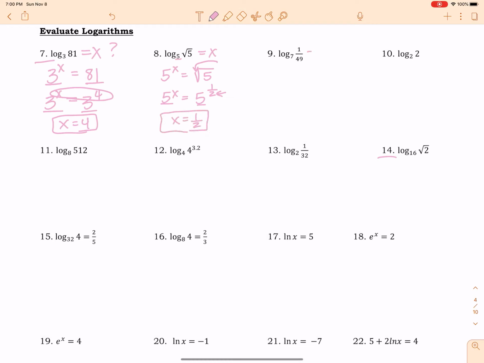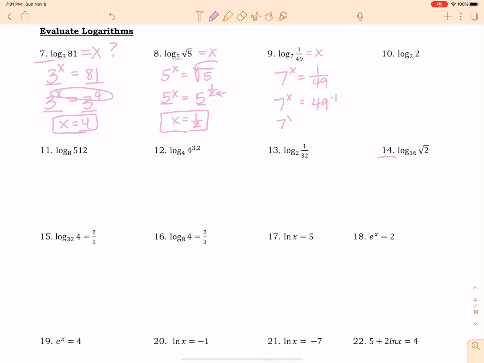Groovy. Okay, the next one, I'm going to set it equal to x. I'm going to write it in exponential form. Okay, this one, it's a little harder to write 1 over 49 in a base of 7. So what we need to do is get 49 up out of the denominator. Well, we can't change the value of it, but I can change what it looks like. So I can write 1 over 49 as 49 to the -1, and that means the same thing. I'm just writing it differently.